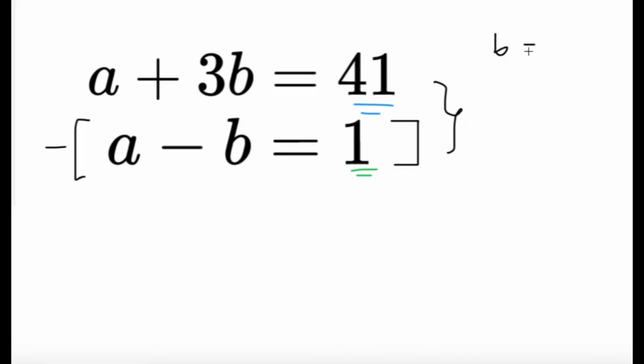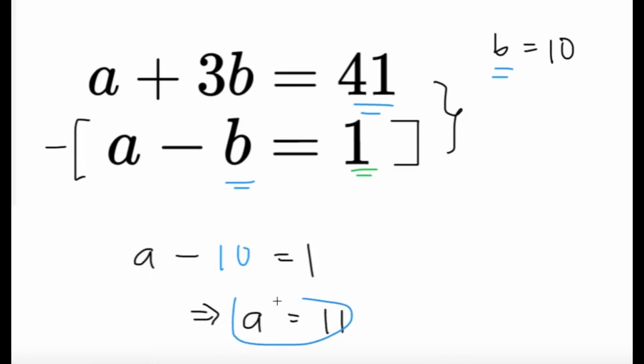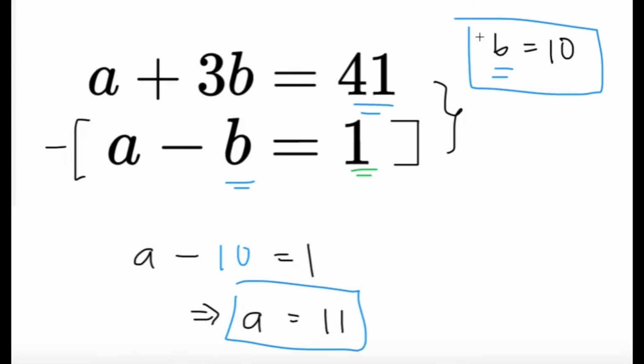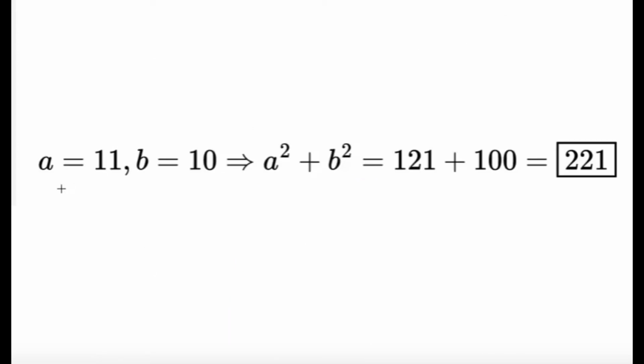Now let's substitute b equals 10 into the second equation, because it looks more simple. So a minus 10 is equal to 1. And we can easily conclude from this that a must be 11. So we have the value of a, and we have the value of b. All we have to do is substitute it into the desired expression. Since we have a equals 11 and b equals 10, a squared will be 121, b squared will be 100, so 121 plus 100, we're going to end up with our final answer of 221.